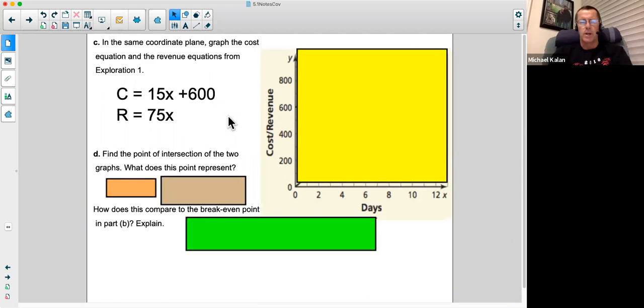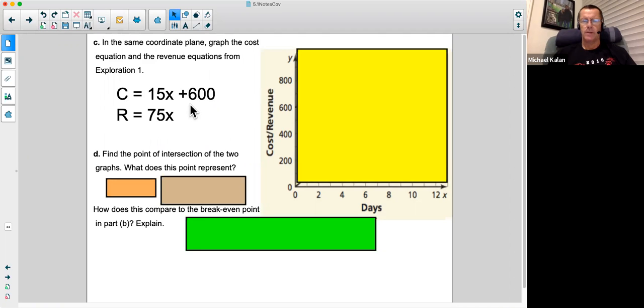Now, here's what I want you to do. Here's those same cost equation and revenue equation. I want you to graph these. Okay. Now, this is a real life situation. Are we going to go outside the first quadrant? No. So go ahead and graph them.